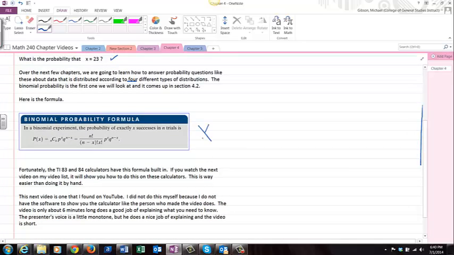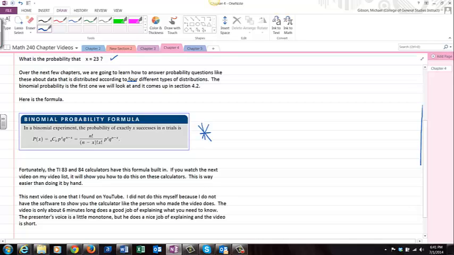Right there. It's a big mess, right? I mean, that's ugly. Fortunately, the TI-83 and 84 calculators do have this formula built in. If you watch the next video on my video list, it will show you how to do this on these calculators. This is way easier than doing it by hand. I strongly recommend you watch the video.